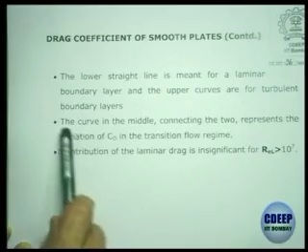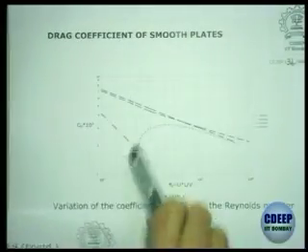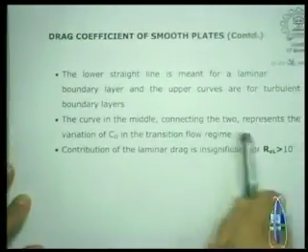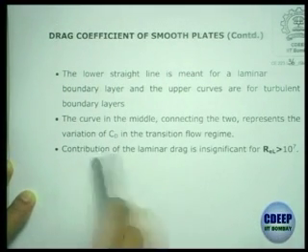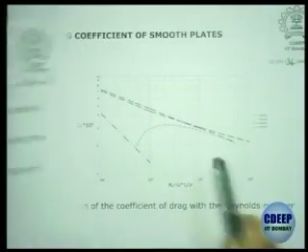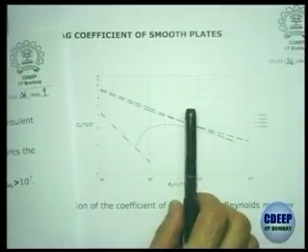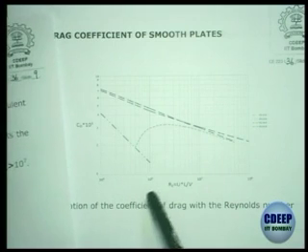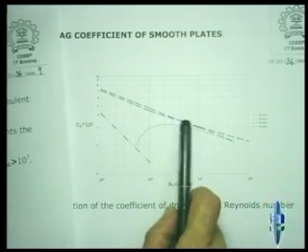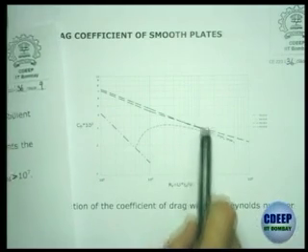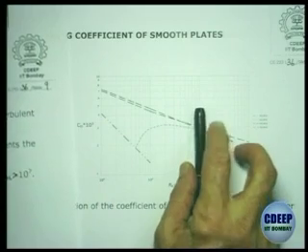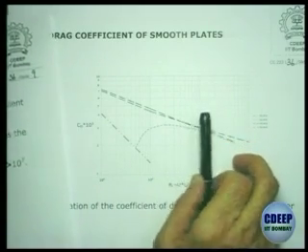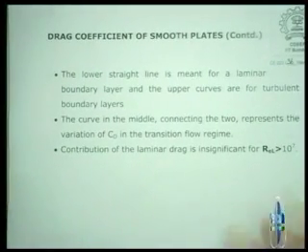curves. The curve in the middle, this one that connects the two, represents the variation of CD in the transition range. Then finally, what is the observation here? Once you exceed this Reynolds number, 10 to the power of 6 into 3 or 4, something like that, it does not matter, you find that this one merges with this, meaning that the entire drag force is due to turbulent boundary layer. So the role of transition is gone.